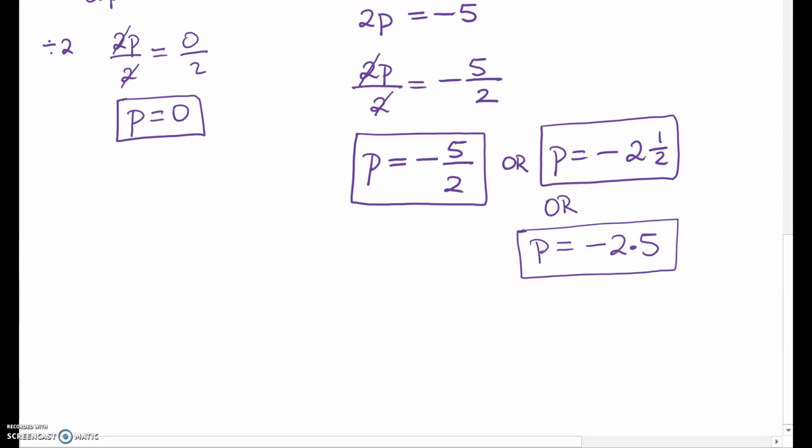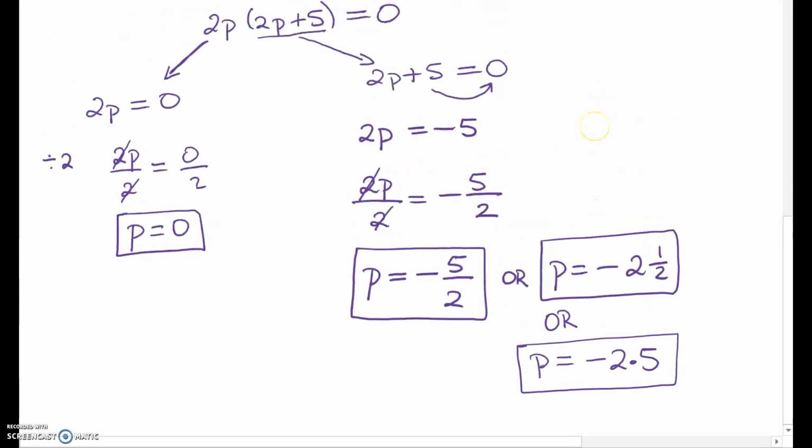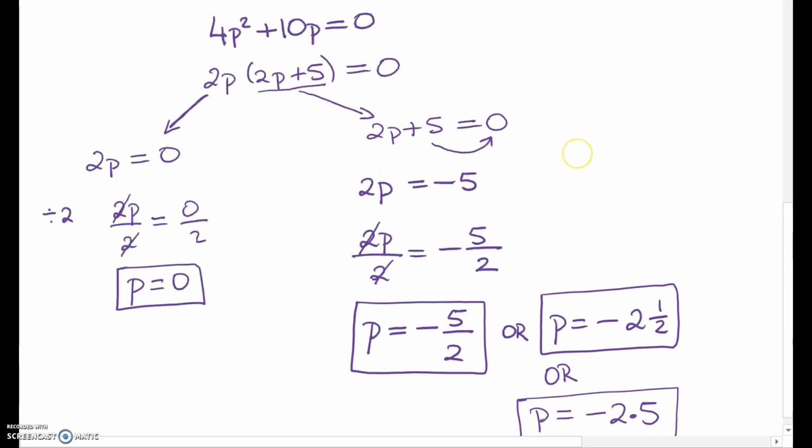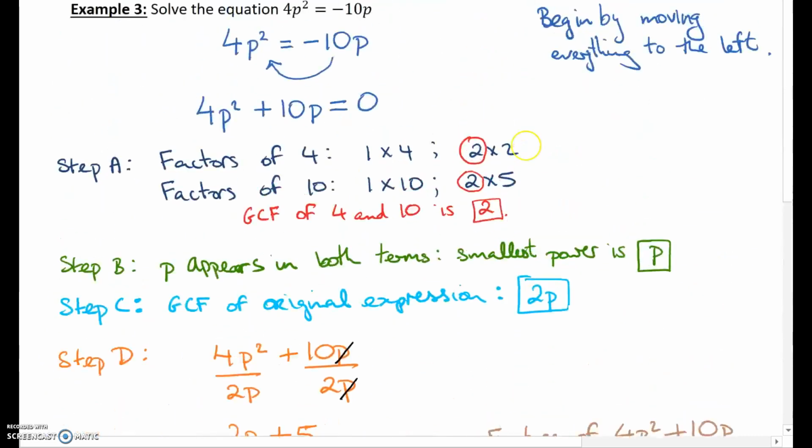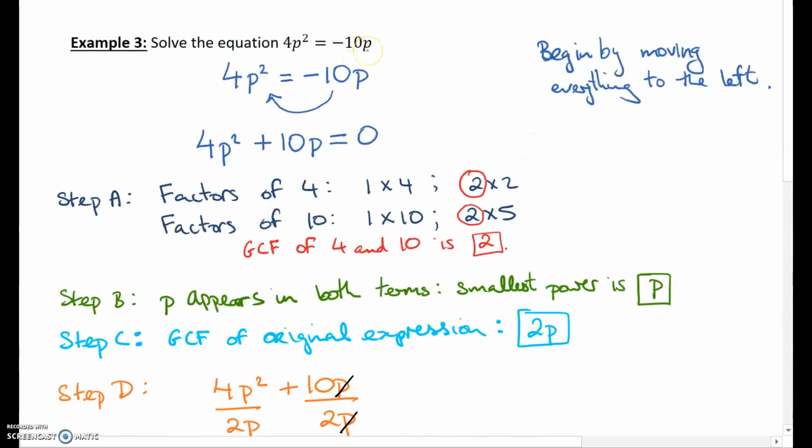Okay, so your answers, again, there are two answers: p equals 0, and p equals negative 5 over 2, or negative 2.5. And while we worked that out for the expression 4p squared plus 10p equals 0, those answers apply just as well to the original question, 4p squared equals minus 10p.